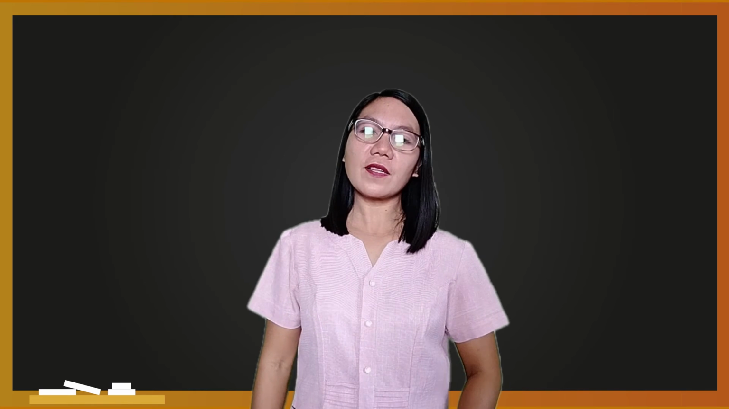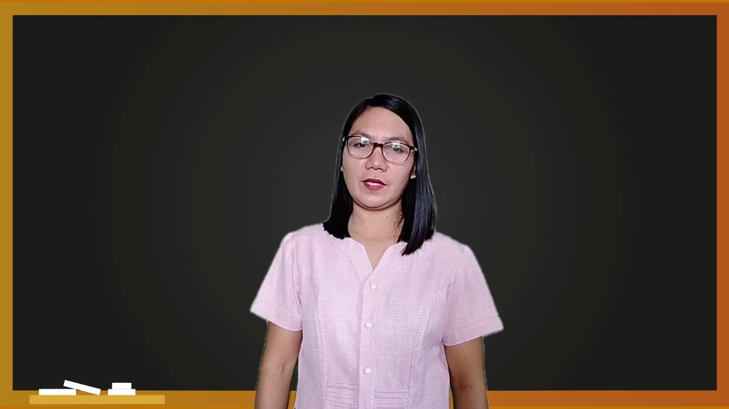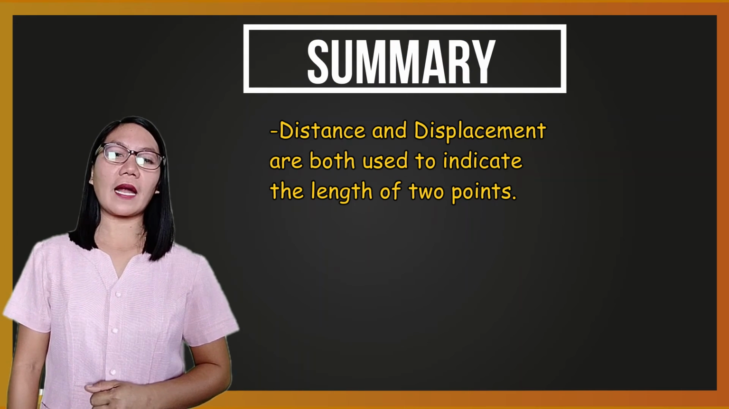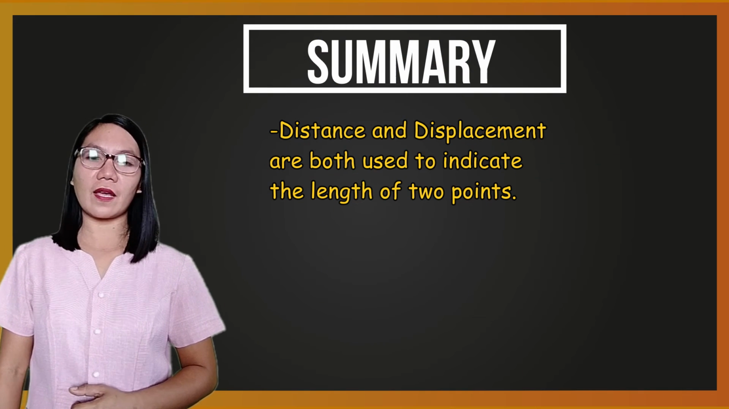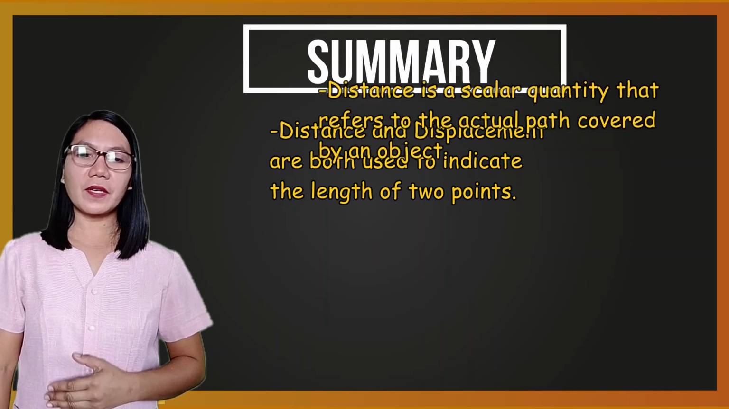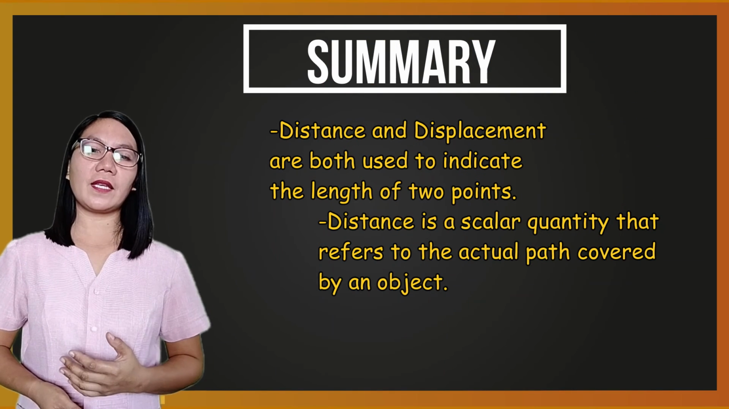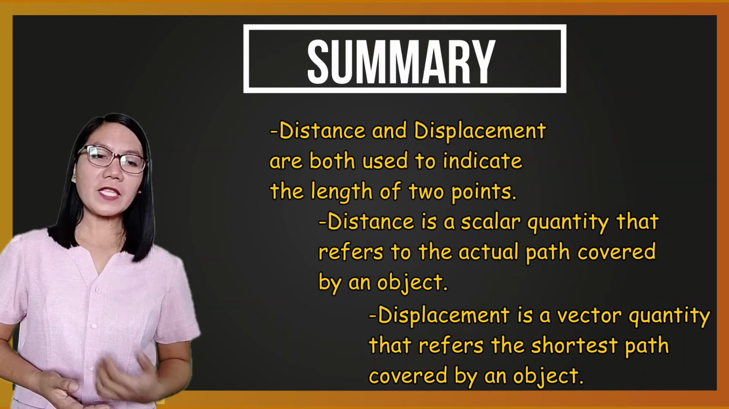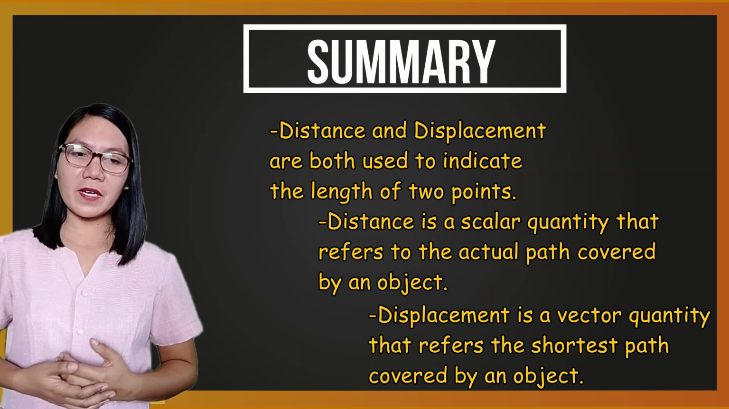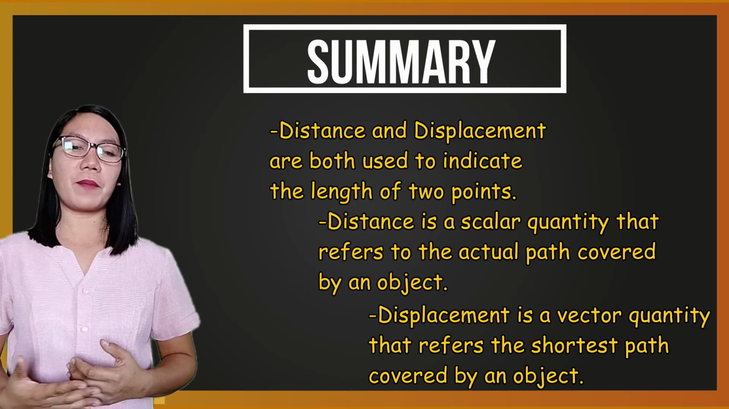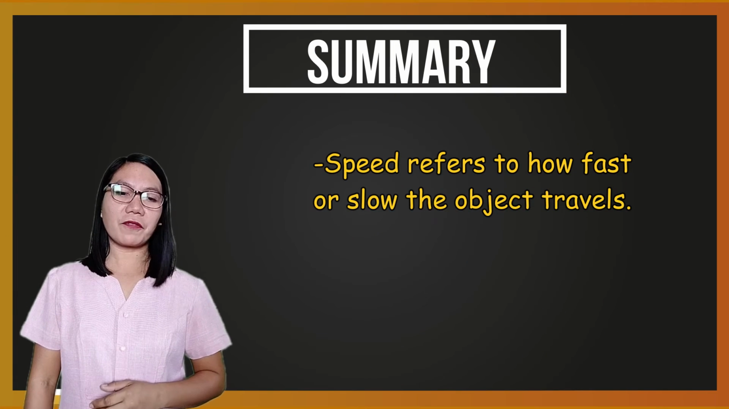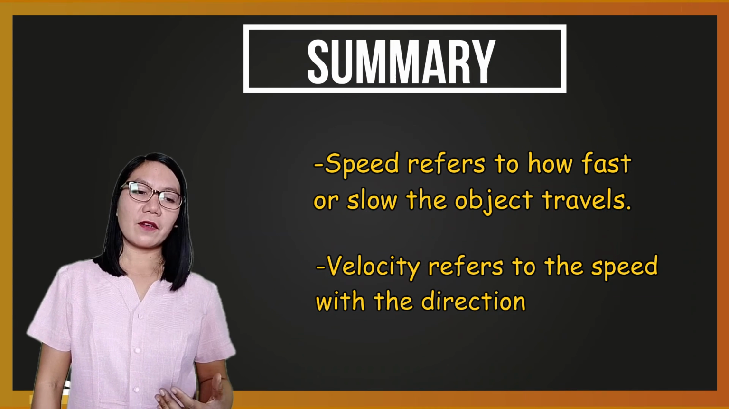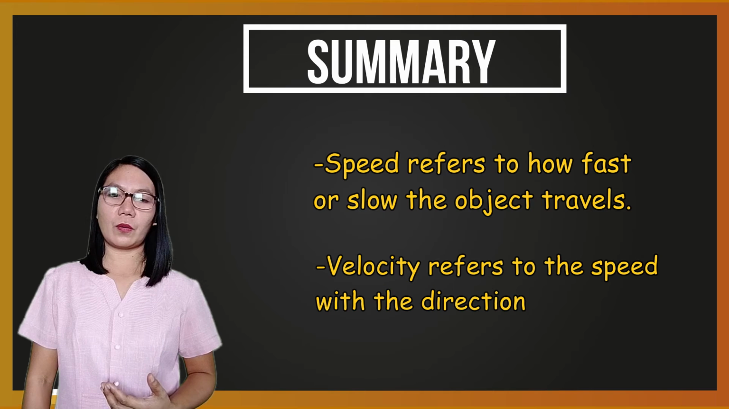I think we are all set, but before we end the lesson, let's have the summary. Distance and displacement are both used to indicate the length between 2 points. However, distance is a scalar quantity that refers to the actual path covered by an object, while displacement is a vector quantity that refers to the shortest path covered by an object. Speed refers to how fast or slow the object travels, while velocity refers to the speed of an object with direction.